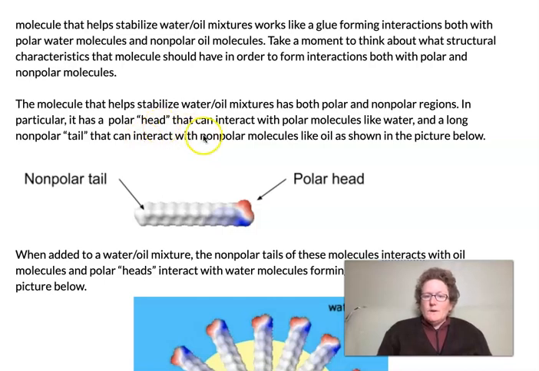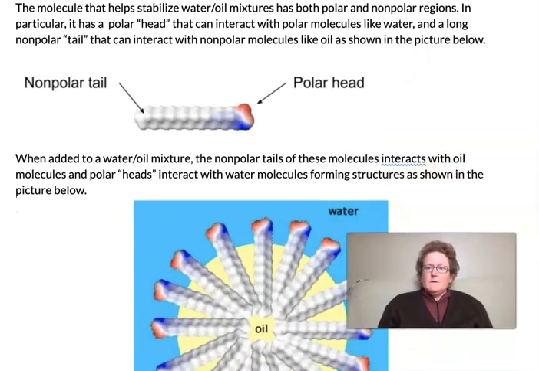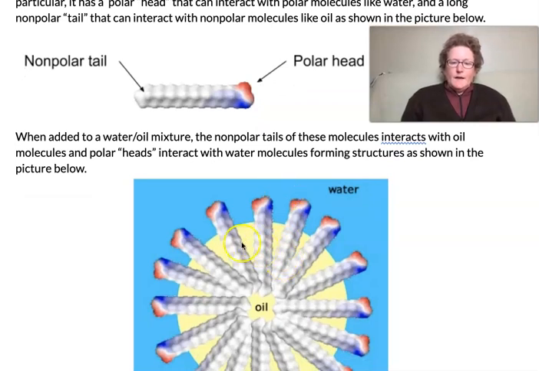Soap has a polar head that can interact with polar molecules like water, and a long nonpolar tail that can interact with nonpolar molecules like oil, as shown in the picture below. So here's soap, particularly stearic acid. The nonpolar tails are sticking into the oil glob, and the polar end of the soap is sticking out towards the water. This is how you get oil and water to mix.